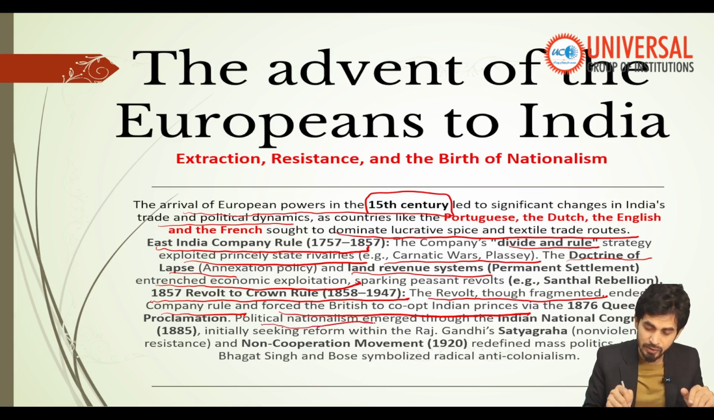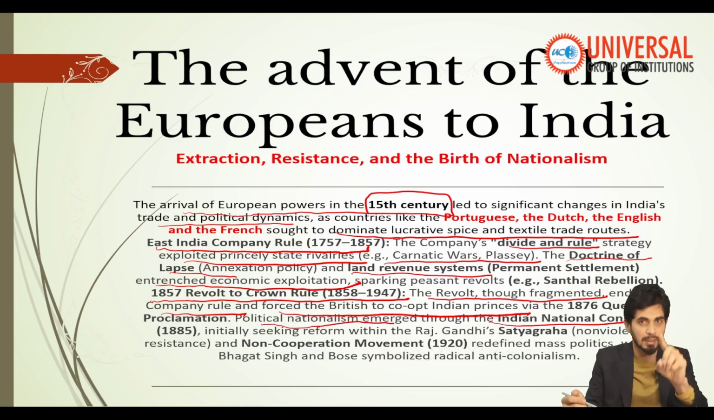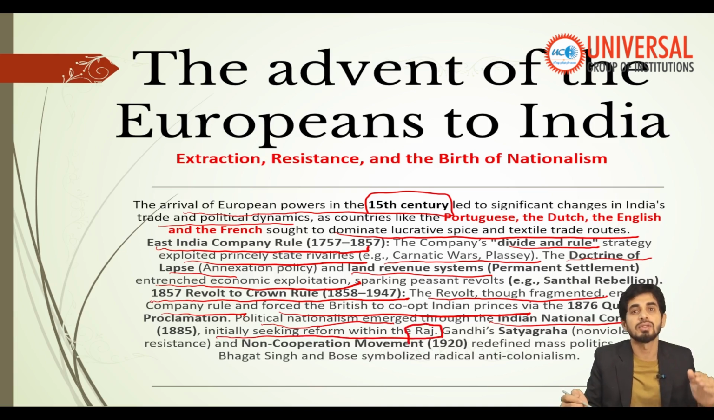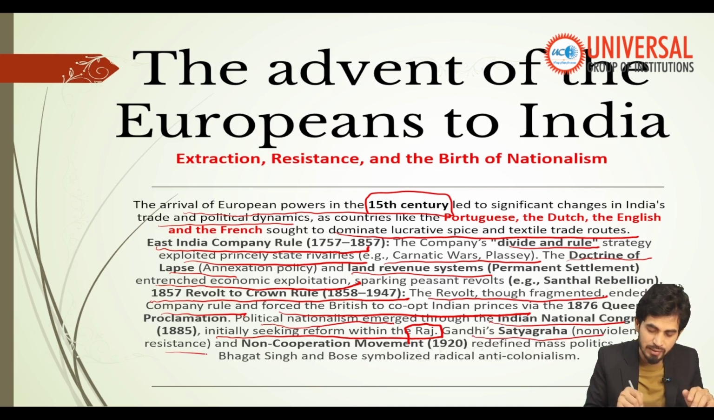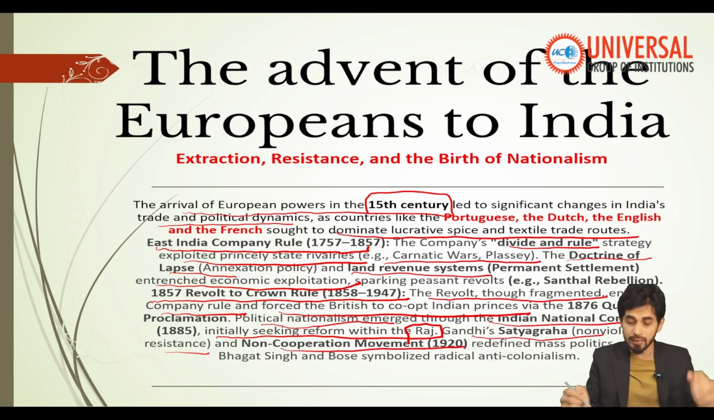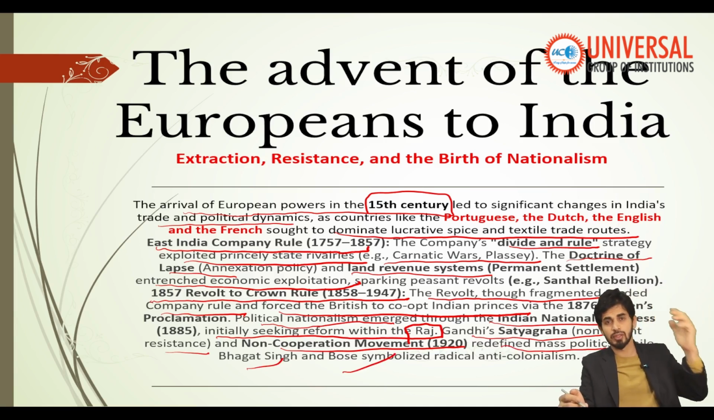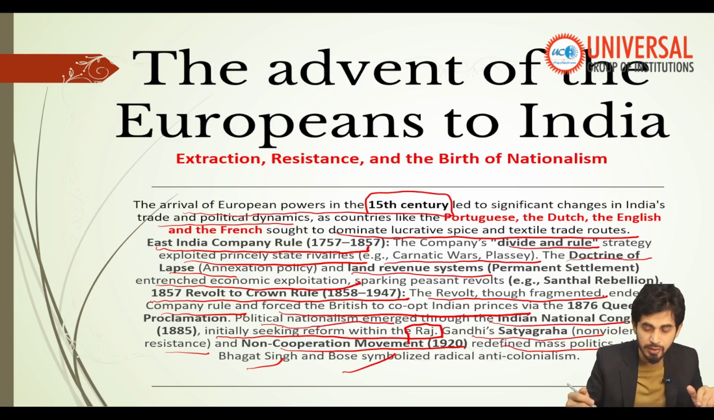And political nationalism emerged through the Indian National Congress. So when was the Indian National Congress established? It was established in the year 1885. Initially seeking reform within the British Raj, the Indian National Congress surged ahead in the later phases with more people involved in the freedom movement. For example, Gandhi's Satyagraha, that is non-violent resistance, and the non-cooperation movement in 1920 redefined mass politics, while Bhagat Singh and Bose symbolized radical anti-colonialism. All these great figures are an inspiration to all of us even today, isn't it?